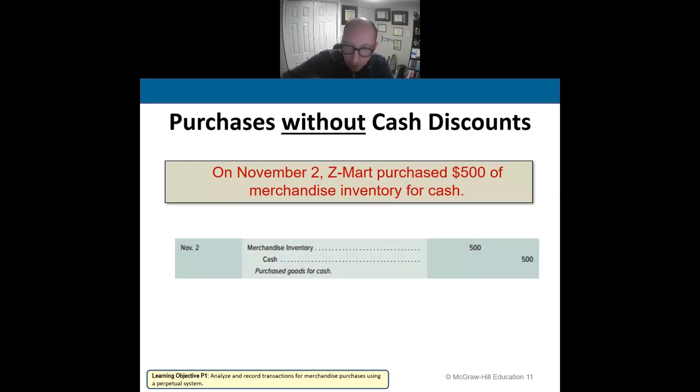Inventory is an asset. It's an asset because, remember, it helps you to generate revenue. So therefore, it's an asset to the company. It's a current asset. Inventory is a current asset because I'm going to sell through that within a year, right? So I debit merchandise inventory, which is an asset account, and I credit cash to reduce my cash, also an asset account. I increased assets by 500. I decreased assets by 500. So this is the first transaction.